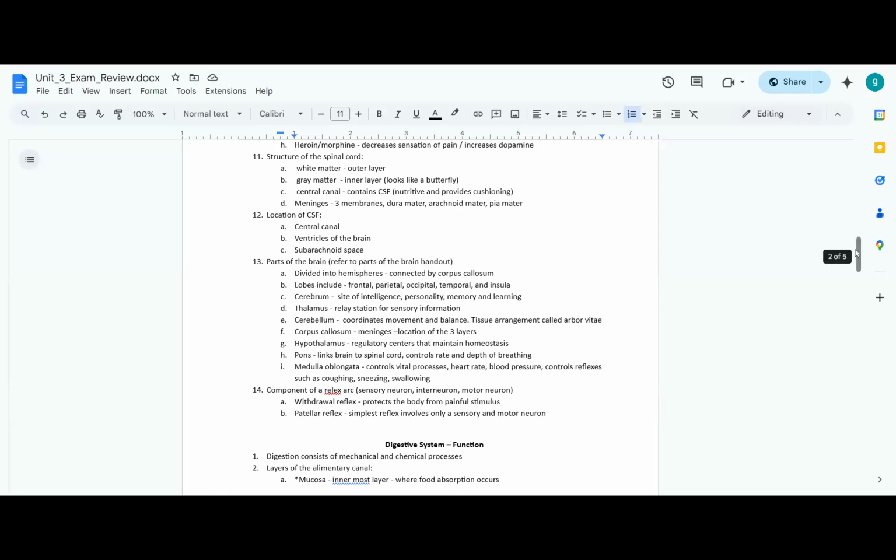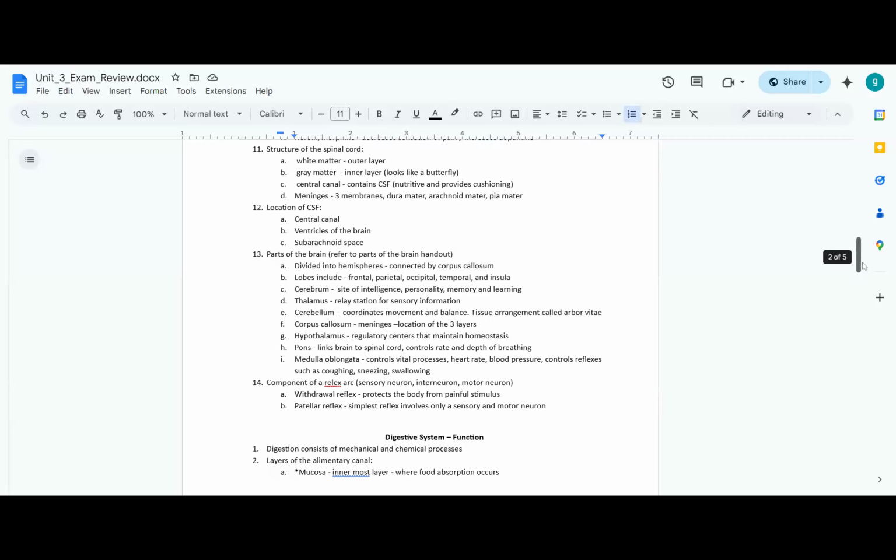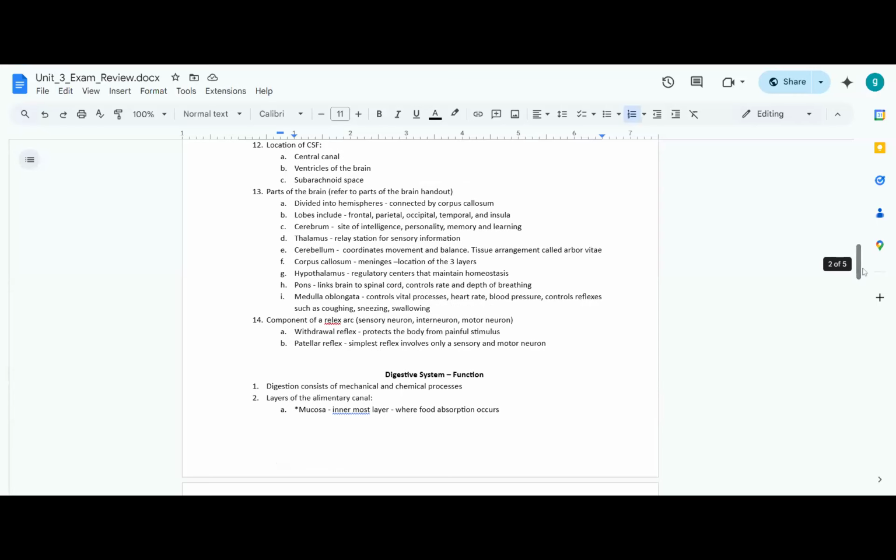Cerebrospinal fluid is found in the central canal, the ventricles of the brain, and also the subarachnoid space. Okay, we had the parts of the brain worksheet, refer to that. The brain is divided by hemispheres, connected by the corpus callosum. The lobes of the brain, right? This goes along the skull bones: frontal, parietal, occipital, temporal.